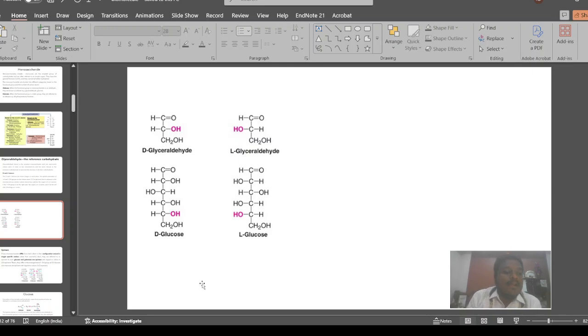As we can see here, if the second hydroxy group is on the right hand side, it is called D-glyceraldehyde. If it is on the left hand side, as seen in the right hand image, it is L-glyceraldehyde. Similarly for glucose, if you start from here, this is carbon 1, 2, 3, 4, 5. If the fifth carbon hydroxy group is on the right hand side, it is D-glucose. If it is on the left hand side, it is L-glucose.